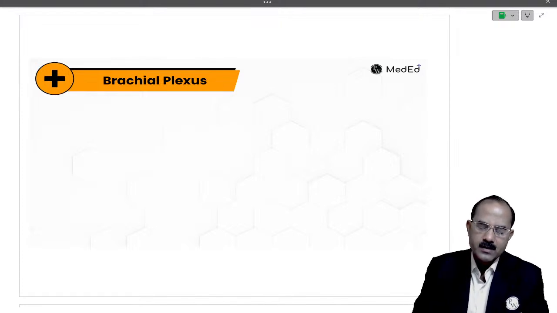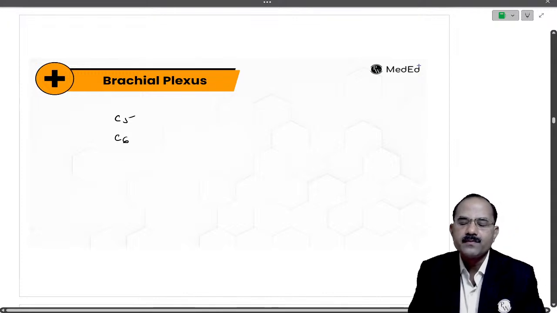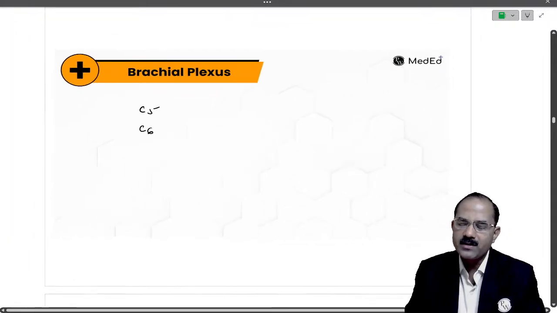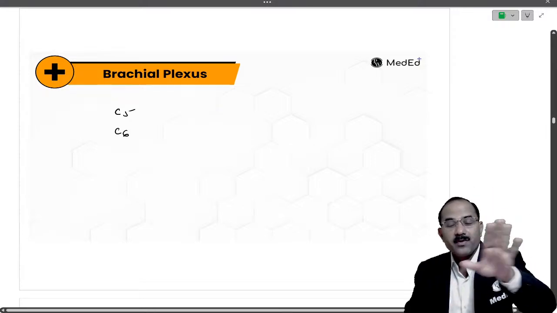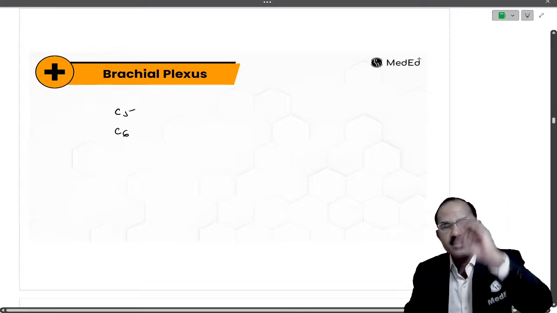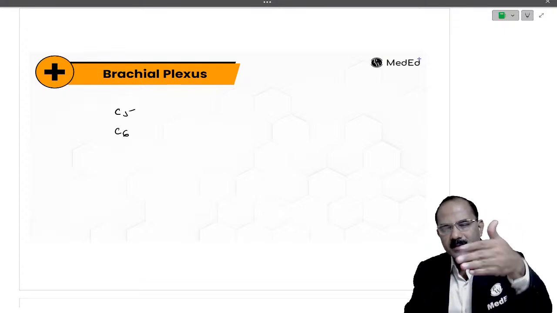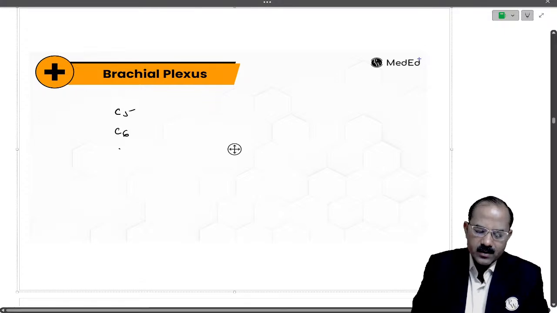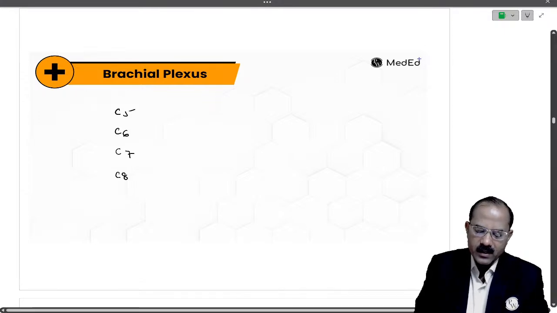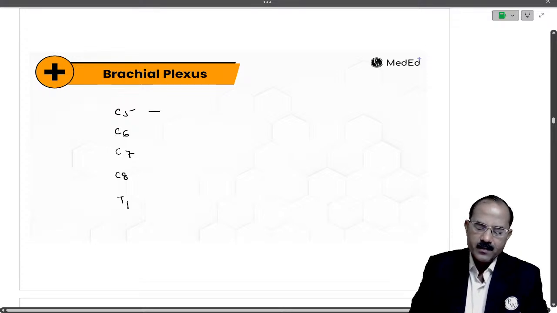Okay, so this is C5. I'll quickly go through this. C5, C6. Relations are important. Posterior relations, what are they? Posterior relation is the posterior wall of axilla. I'll tell you the brachial plexus, then I'll tell you the relations. Okay? Let me finish the brachial plexus. This is C5, C6, C7, C8 and T1. Relations you'll understand once you understand the brachial plexus.